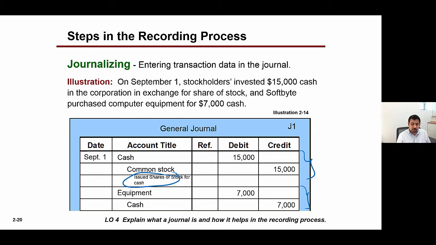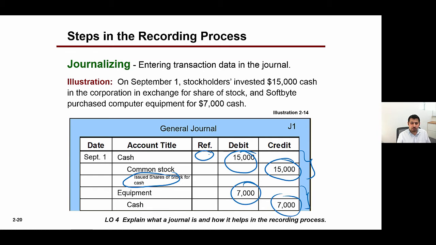And as you can see, for each transaction, total debits for transaction 1 equal total credits. Same thing here. Now, as you can see, the reference is left blank. It will be left blank until we transfer this information to the general ledger, where we get the reference and we put it here. We'll talk about that soon.